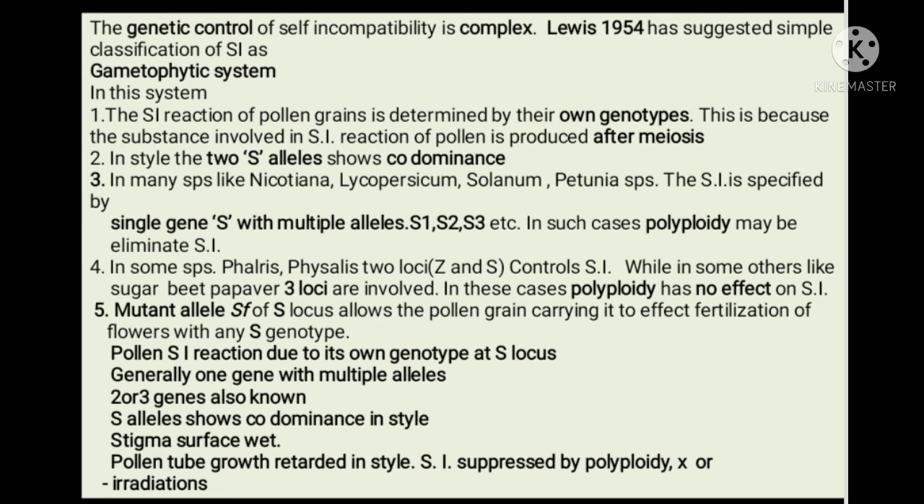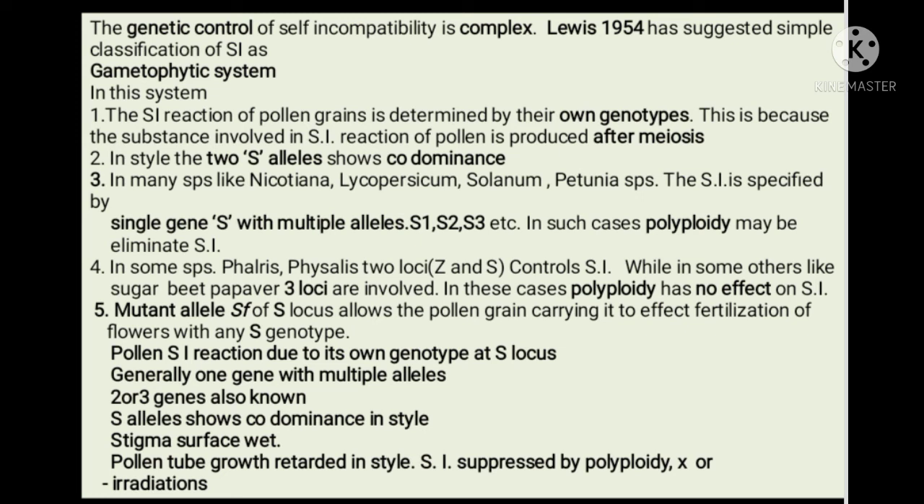First, we see the gametophytic system. In this system, the self-incompatible reaction of the pollen grain is determined by its own genotype. This is because the substance involved in the self-incompatible reaction of pollen is produced after meiosis. In the style, the two S alleles show codominance. In many species like Nicotiana, Lycopersicum, Solanum, and Petunia, self-incompatibility is specified by a single gene, that is S, with multiple alleles like S1, S2 and S3.